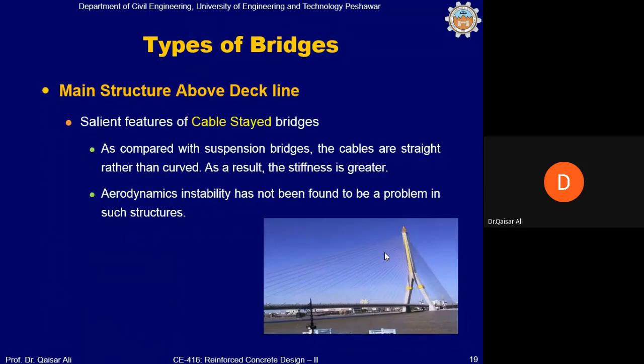Cable stayed bridges. As compared to suspension bridges, the cables are straight rather than curved. As a result, the stiffness is greater, and aerodynamic instability has not been found to be a problem in cable stayed bridges.